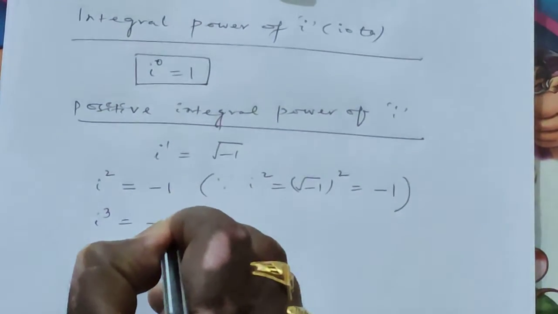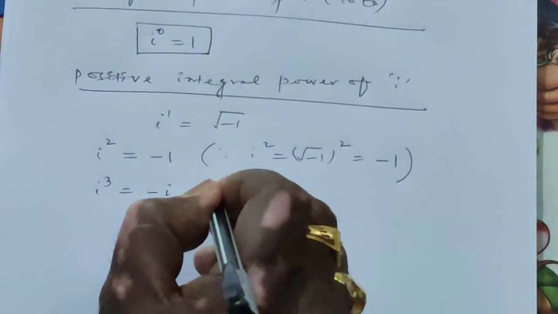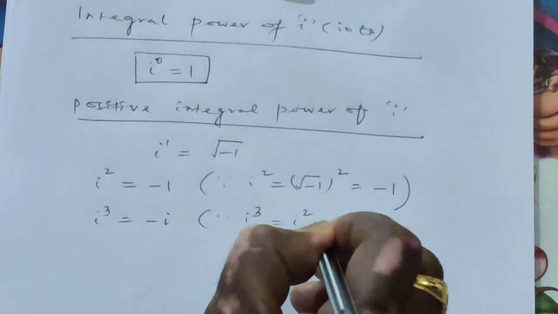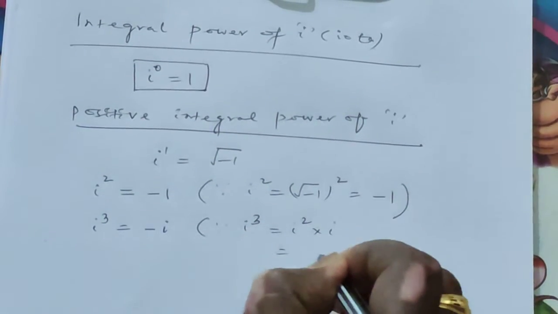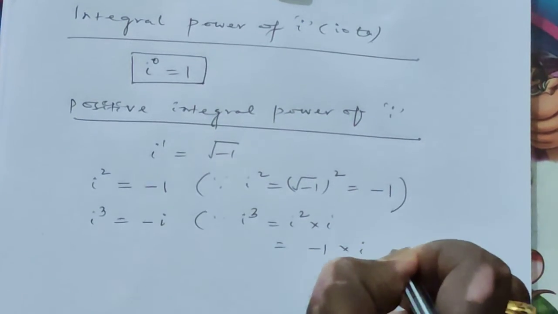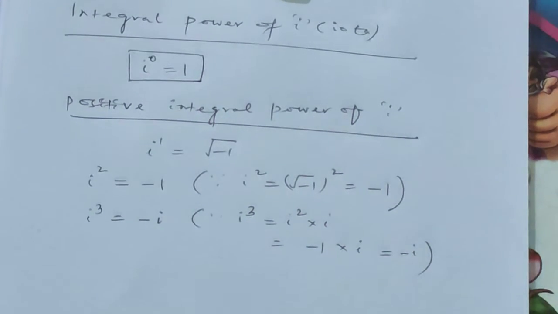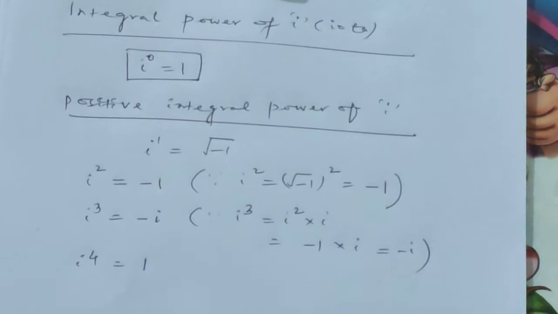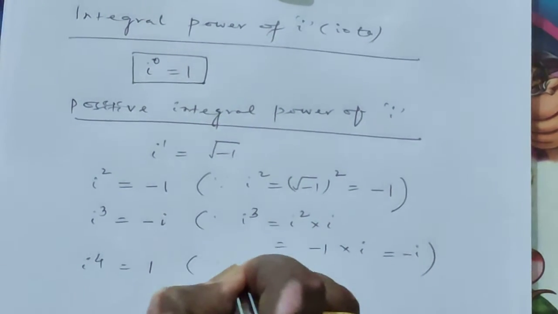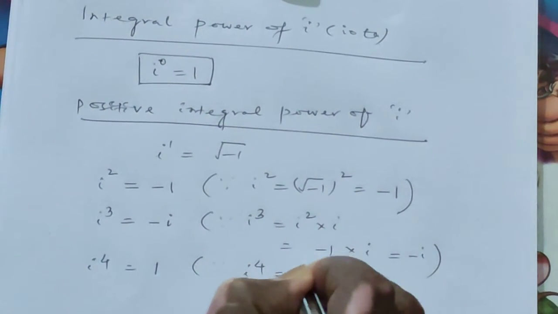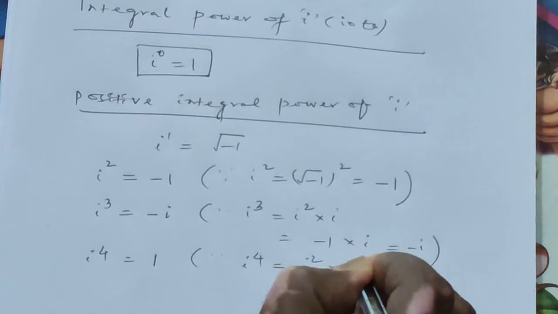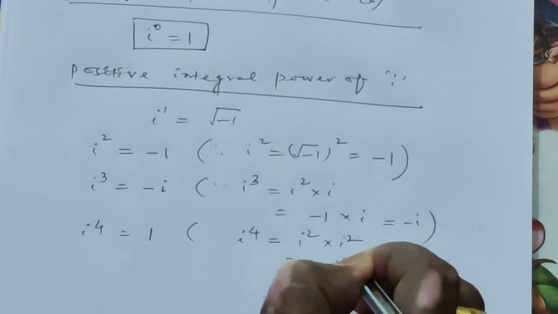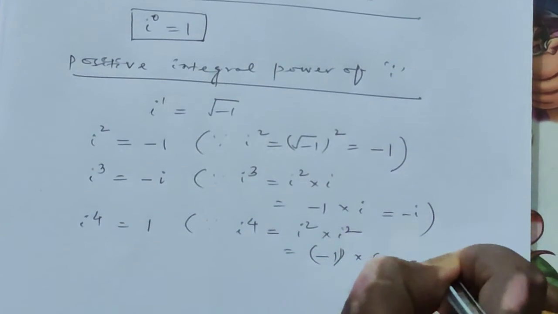i cube equals minus i, since i cube equals i square into i equals minus 1 into i equals minus i. i to the power 4 equals 1, since i to the power 4 equals i square into i square equals minus 1 into minus 1 equals 1.